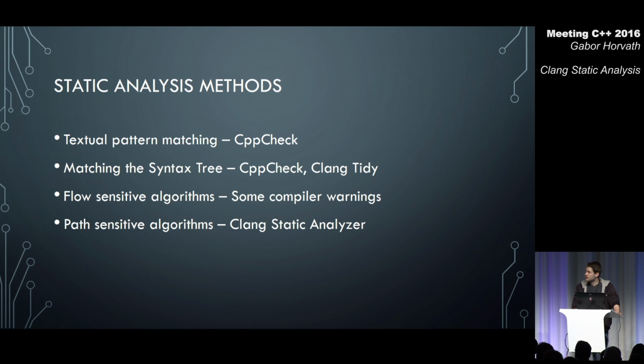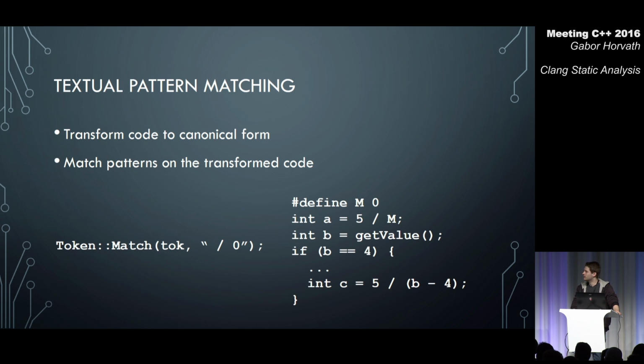Okay, so let's look at some of the methods that some open source tools are using for static analysis. One of the easiest ways to do some basic analysis is to do textual pattern matching. I'm sure that all of you have already done this, for example, when you wrote a little grep command or something like that. And Cppcheck is also able to do this kind of analysis. It first transforms the code to some canonical form, so you do not have to deal with too many cases when you write the patterns.